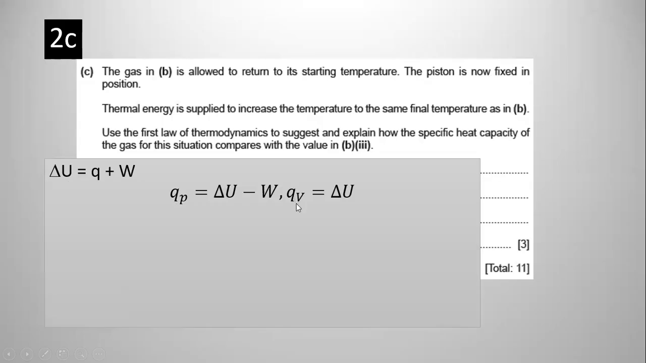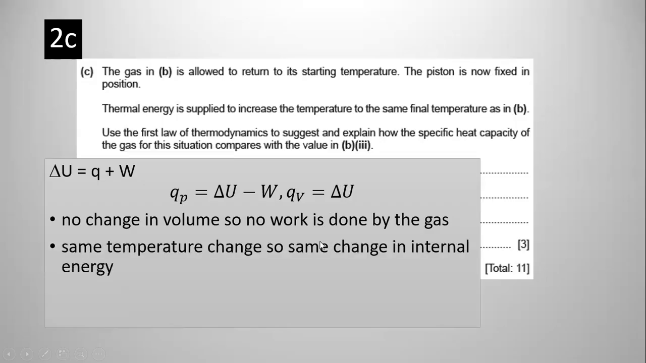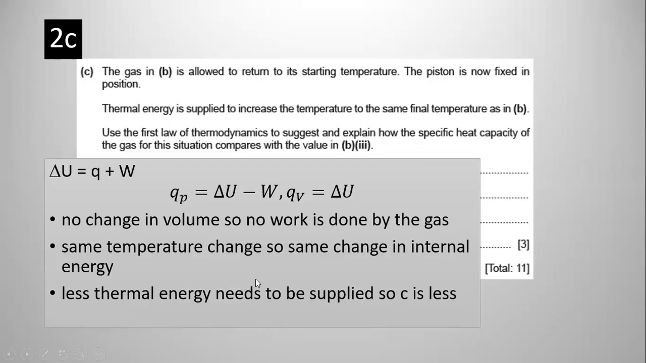Heat supplied at constant volume just equals the change in internal energy, that's all. So no change in volume, so no work is done for this case. Same temperature change, so same internal energy. Less thermal energy needs to be supplied, so c is less. So this value is less than that value. That's how you get the 3 marks.